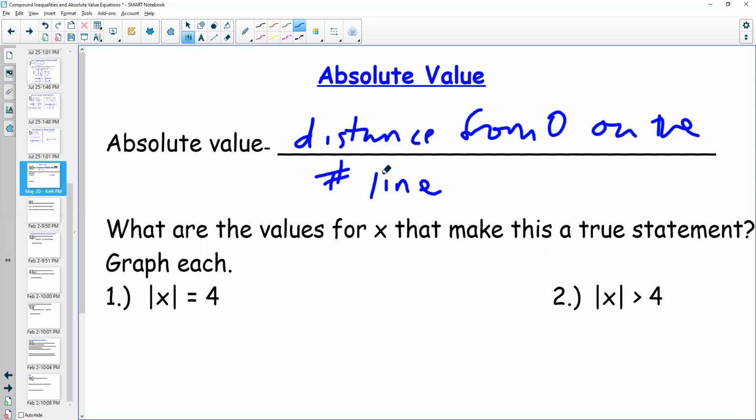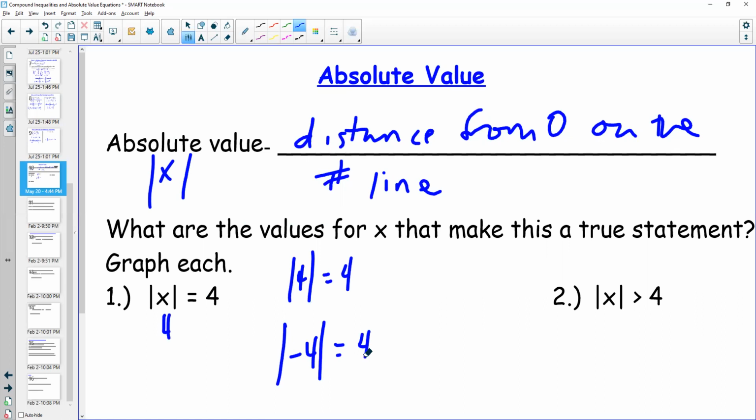So think about the values that make each statement true. The absolute value of x, so remember this is absolute value. When the absolute value of x has to come out to be 4, I could put a 4 in here for x, and that would be true. So the absolute value of 4 is equal to 4. But I could also put a negative 4 into there because the distance from 0 is still the same. So in this case, x is going to be 4 or negative 4. Because it's just an equal sign, they're just points on the graph. So I can have a point here and a point here. That's it.